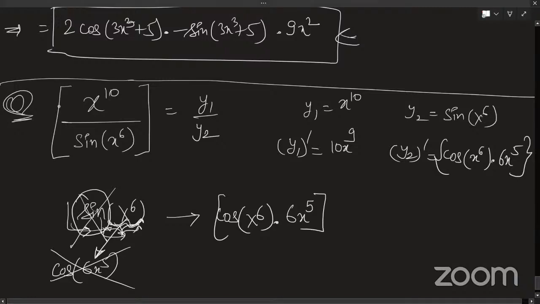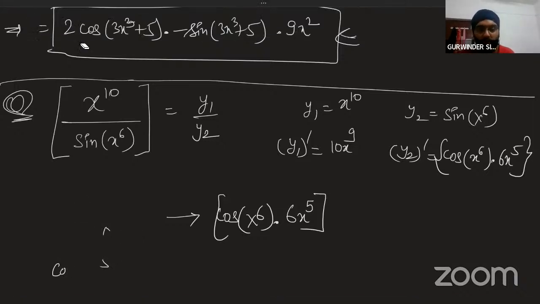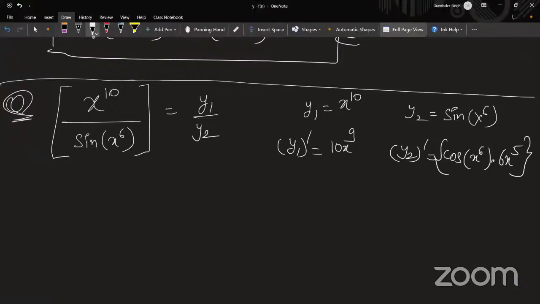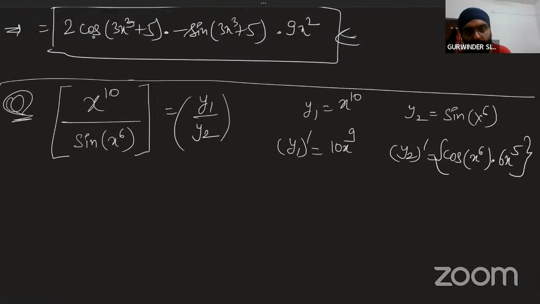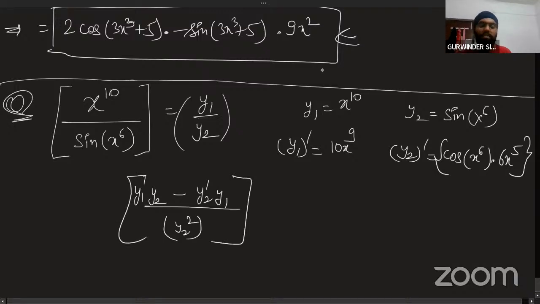See, you came till here, right? We have found the derivatives of y1 and y2, okay? So you know what will happen if we have two functions in division? It is the derivative of the upper into the lower, minus the derivative of the lower into the upper, whole divided by the square of the lower. Okay. So that's it for today.